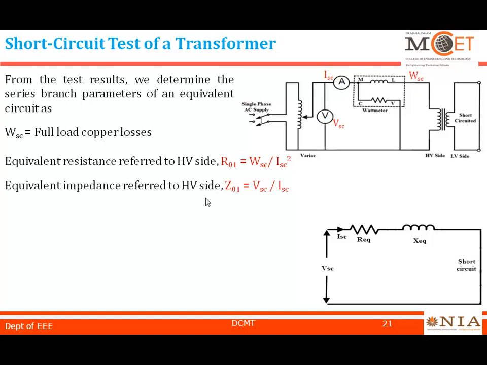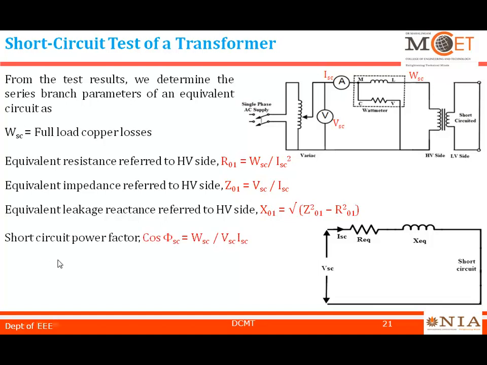The equivalent impedance referred to the high voltage side, Z01, is VSC divided by ISC. VSC is the short circuit voltage, ISC is the short circuit current. Equivalent leakage reactance referred to the high voltage side: X01 is equal to the root of Z01 squared minus R01 squared, which gives you the leakage reactance. These are the parameters we are going to find from the short circuit test.